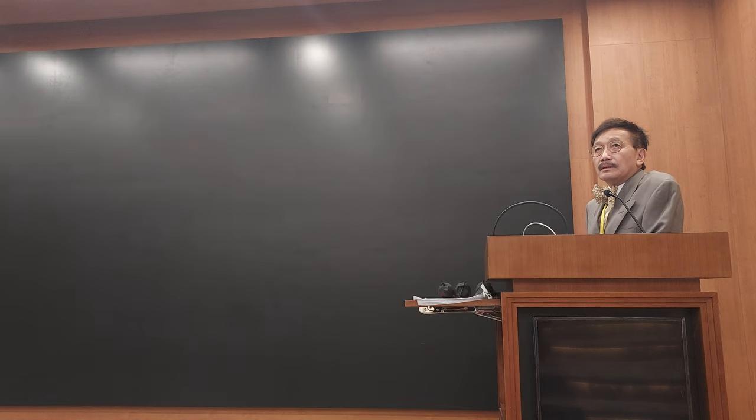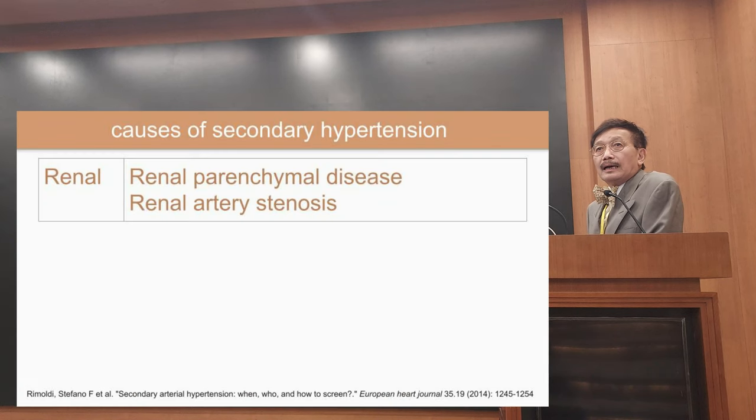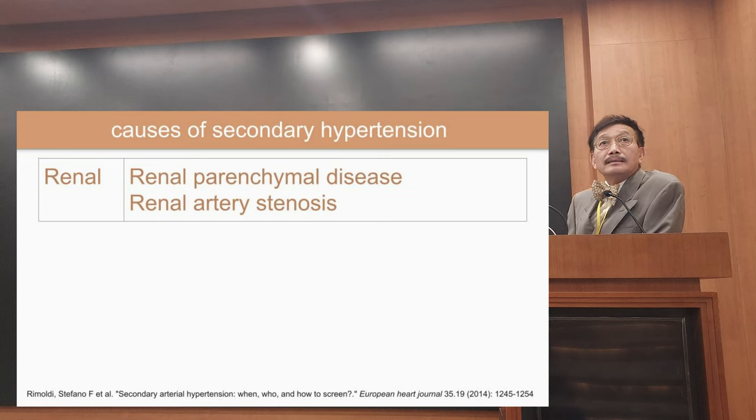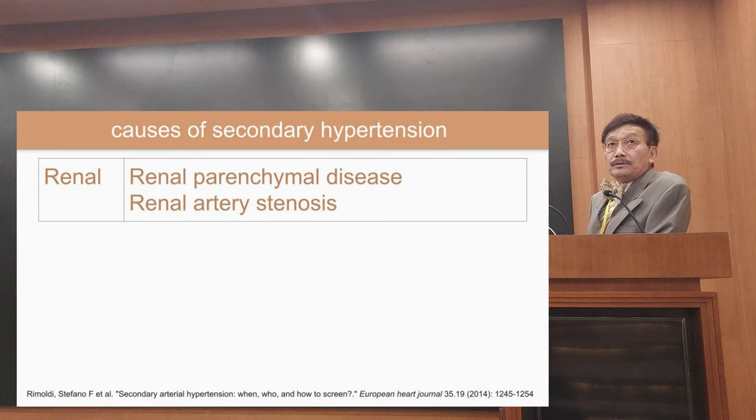Any other causes? Renal causes? That's not really renal, it's actually arterial disease, which we'll come to later. Yes, polycystic kidney may be associated with secondary hypertension. Okay, so much for that. But renal disease is probably one of the commonest things to cause secondary hypertension. Polycystic kidney is not so common, okay?